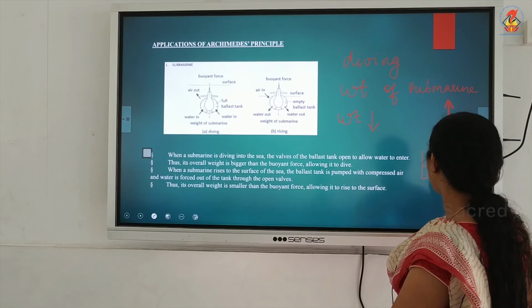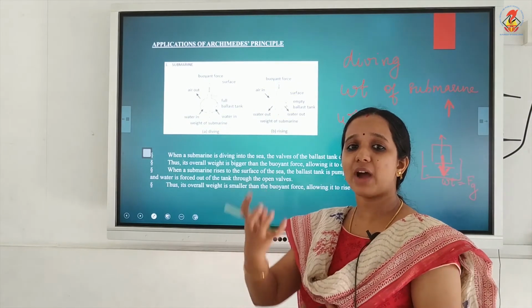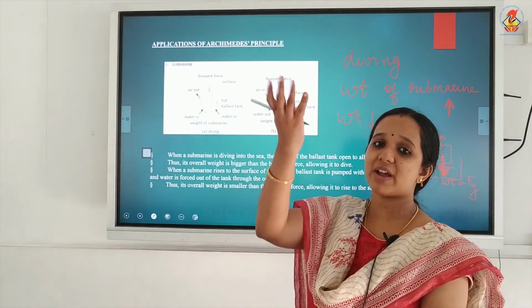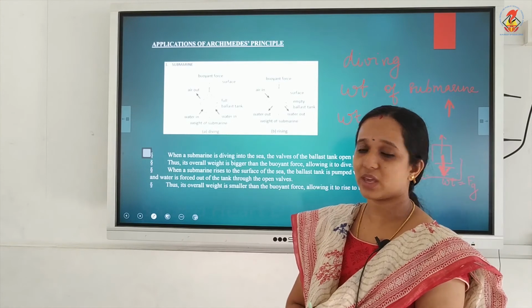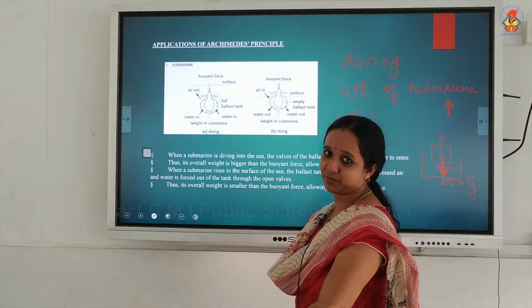So the downward pull gets decreased. Weight decreasing means the downward force gets decreased. So the submarine rises up. Okay. This is how a submarine dives and rises up.